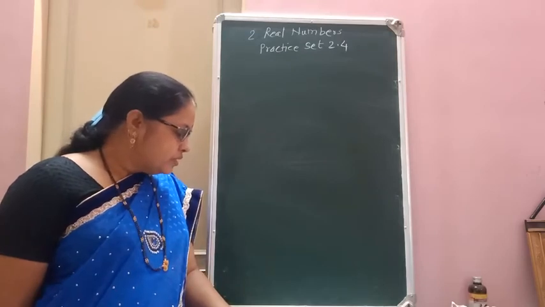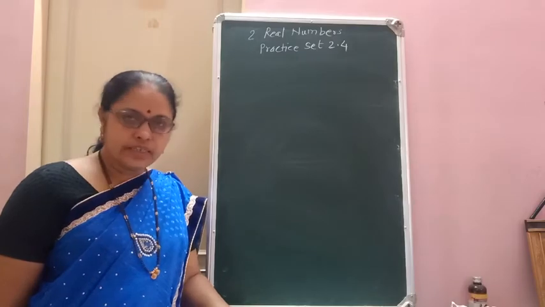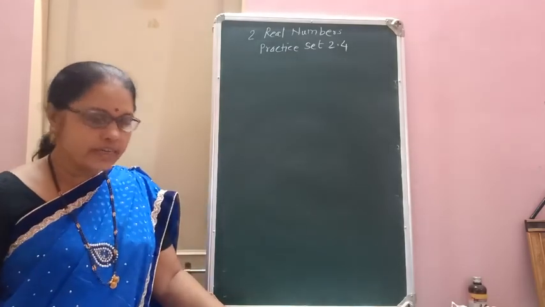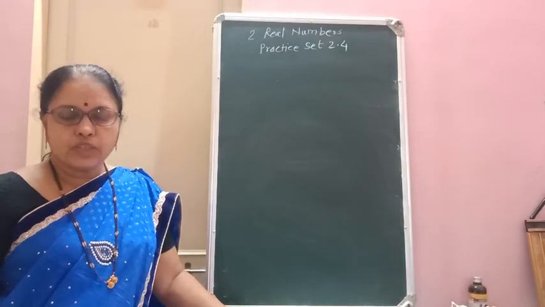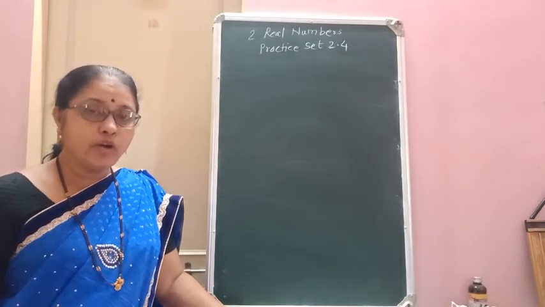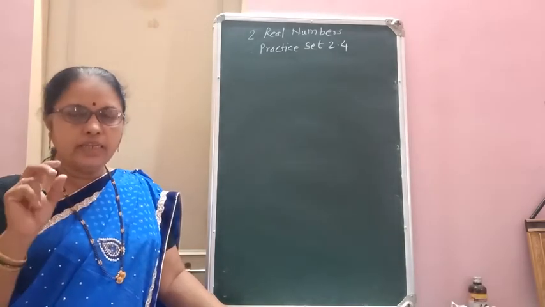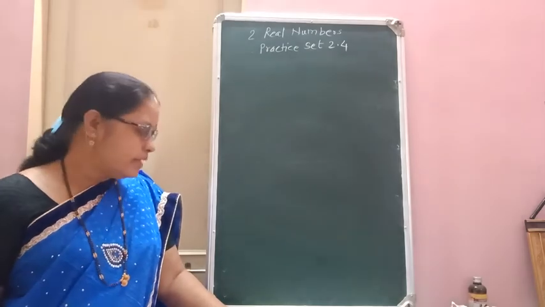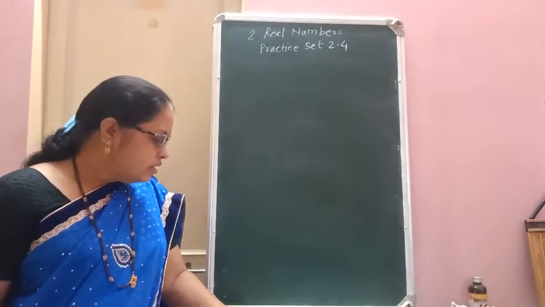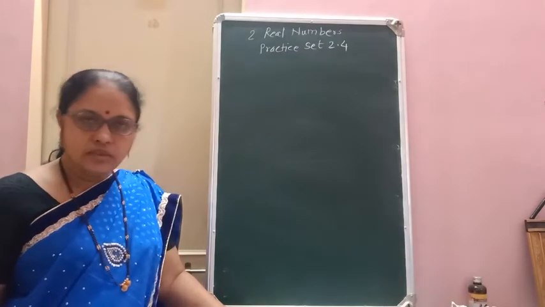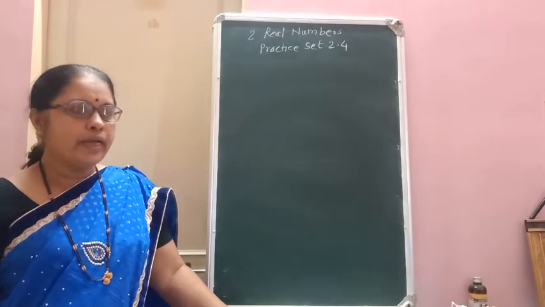Now, rationalizing the denominator by using a binomial quadratic surd. What do you mean by a binomial quadratic surd? A surd of the type 3 root 2 minus 5 root 6 is called a binomial surd. There are two terms, first term and second term, and in between a plus or minus sign is there. So this type of surd is called a binomial surd. Another example of a binomial surd is root 3 plus root 5.